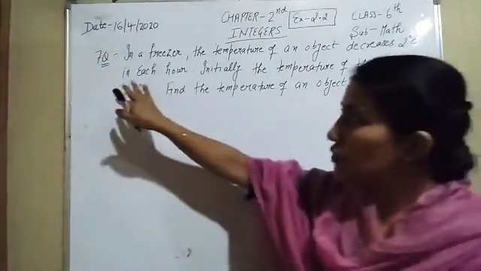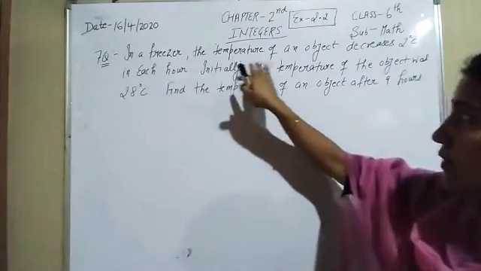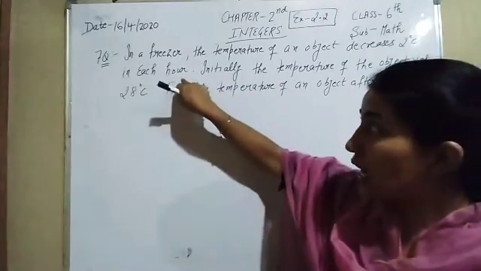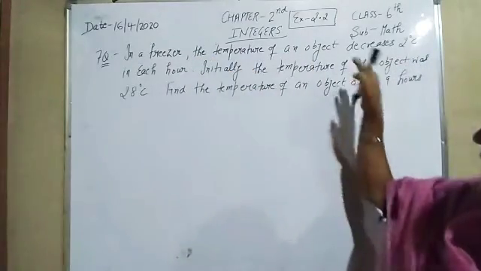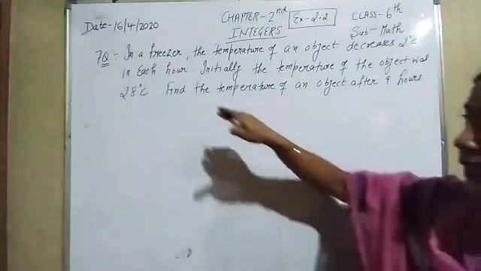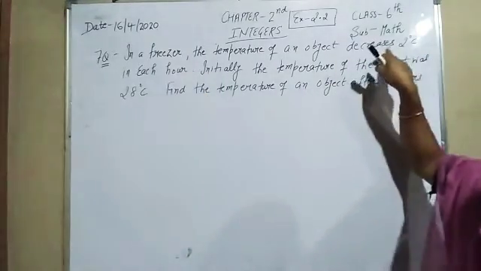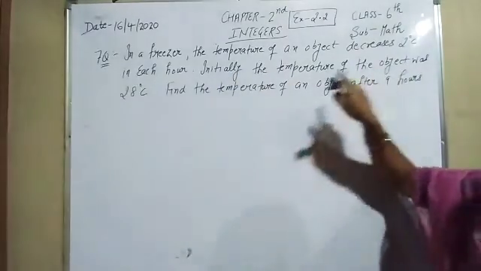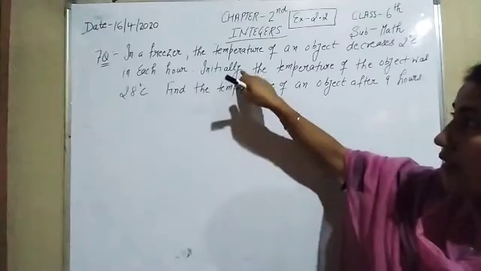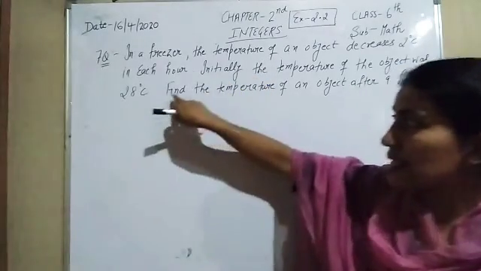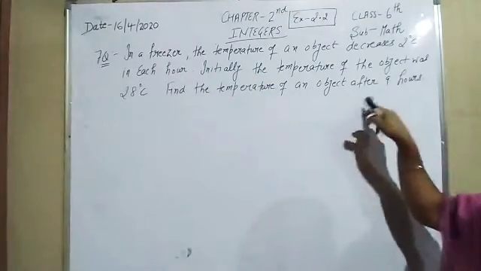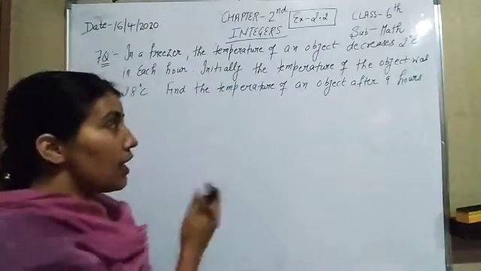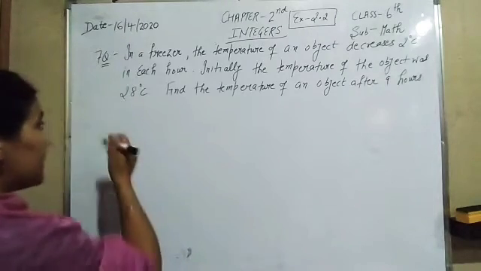The statement of the seventh question is, in a freezer, the temperature of an object decreases 2 degrees Celsius in each hour. The temperature of the freezer decreases, that means at the low level, in each hour it decreases 2 degrees Celsius. Initially, that means from the starting, the temperature of the freezer is 28 degrees Celsius. Find the temperature of an object after 9 hours. We have to find out the temperature of the freezer after the 9 hours. Now, let's start this question.